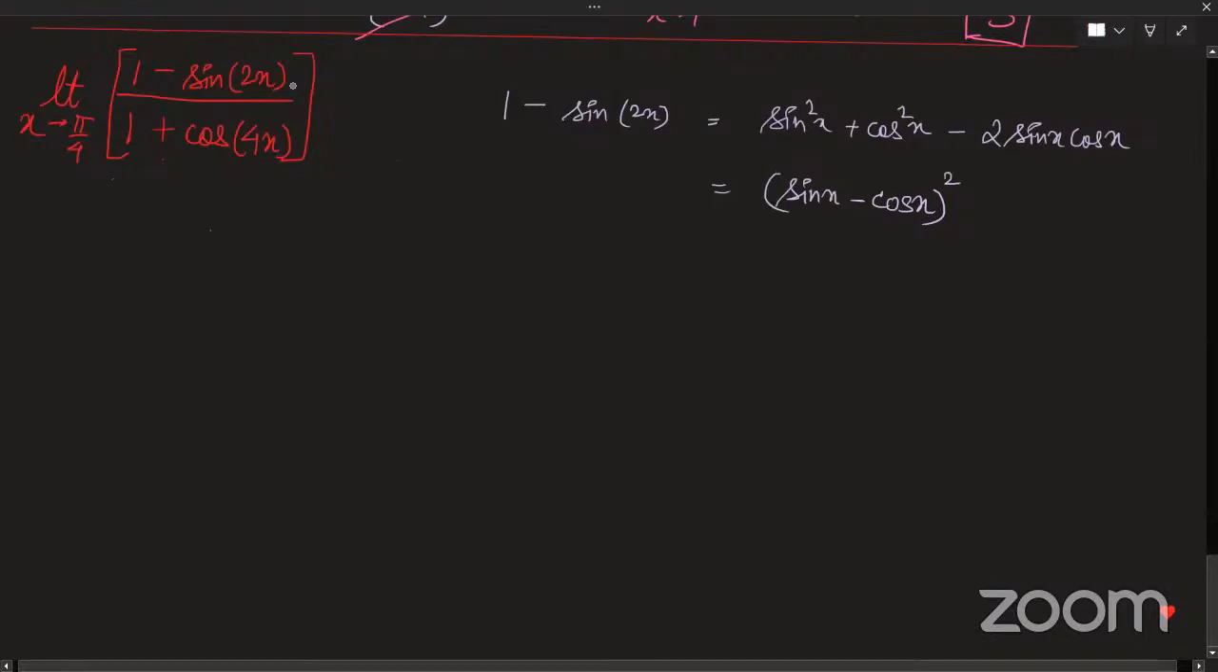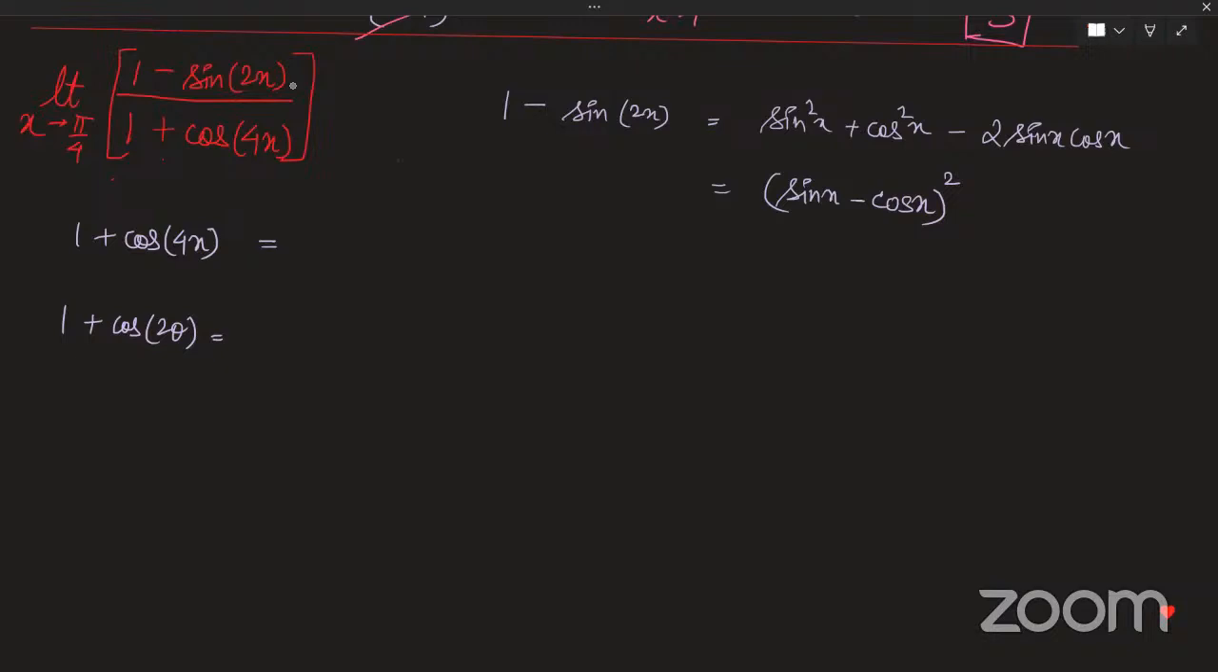What about the denominator? 1 plus cos of 4x. How do you write it? Do you know 1 plus cos of 2 theta? What is the formula? 1 plus cos of 2 theta. What is it? No one knows. Cos 2 theta. Shabash.